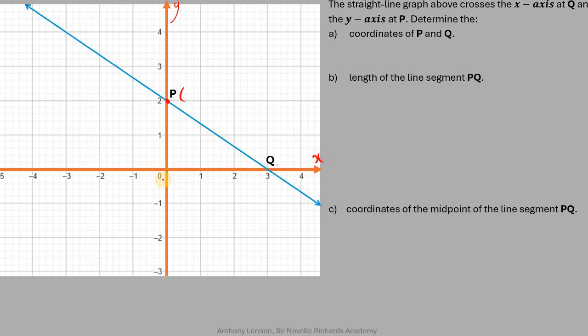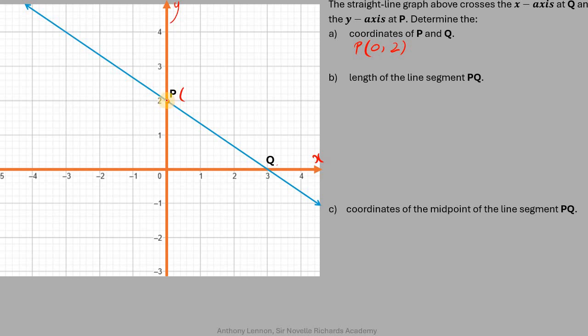Now, if we start at the origin, and we want to get to the intercept here at P, we would not need to move left or right. So we'll stay at 0 on the x-axis. So that means for the point P, the x-coordinate is 0. Since I will not move to the left or right, I'll stay at 0 on the x-axis, and I move 2 units up. And since I'm going upwards, I'm on the y-axis, and I'll move 2 units upwards, so that's going to be 2 for the y-coordinate.